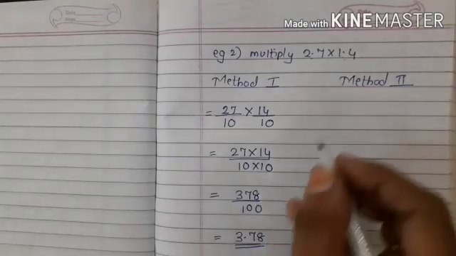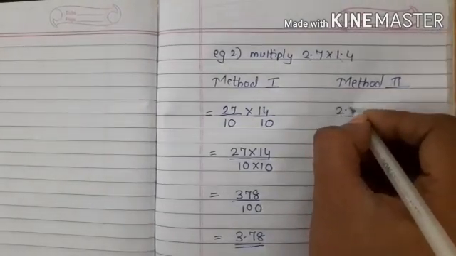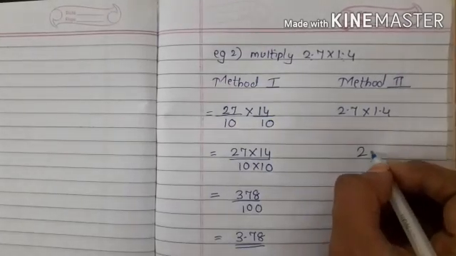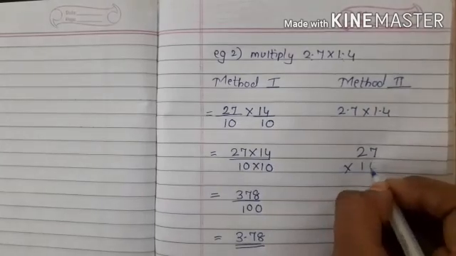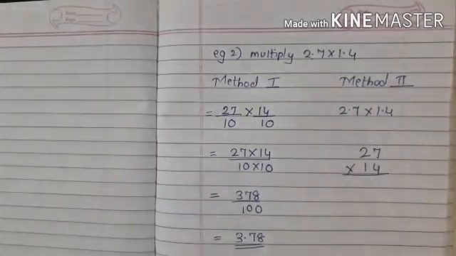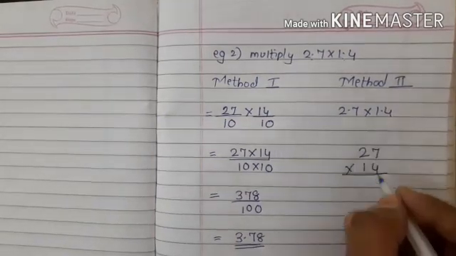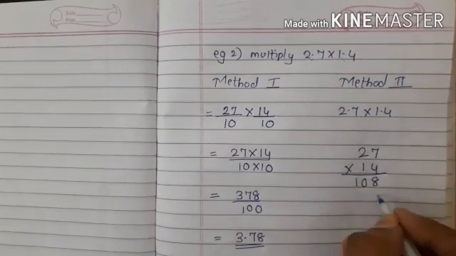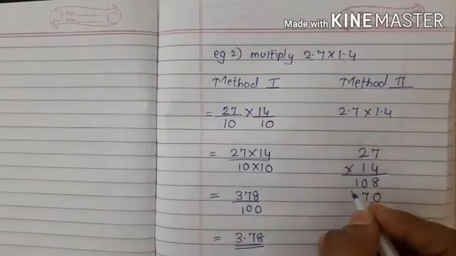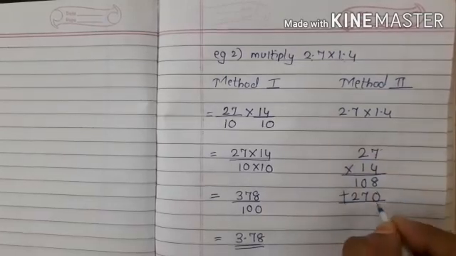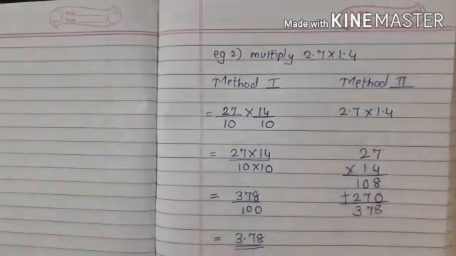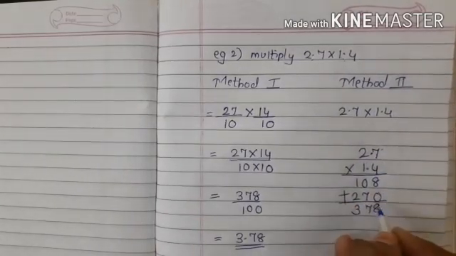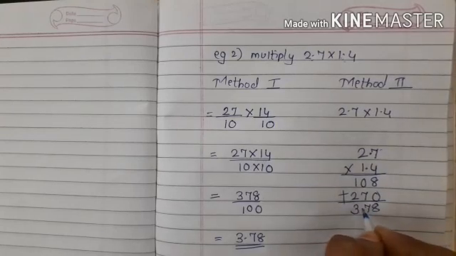Now method number 2, you have to write the numbers first by ignoring the decimal point. So your number became 27 multiplied by 14. Now we have to multiply by our simple method. 7 4s are 28. 4 2s are 8 plus 2, 10. 1 7s are 7. 1 2s are 2. So children, what is your answer here? Yes, 378. So decimal point is here and here. So 1 place, 2 place, 1 place, 2 place. So your point will be here.